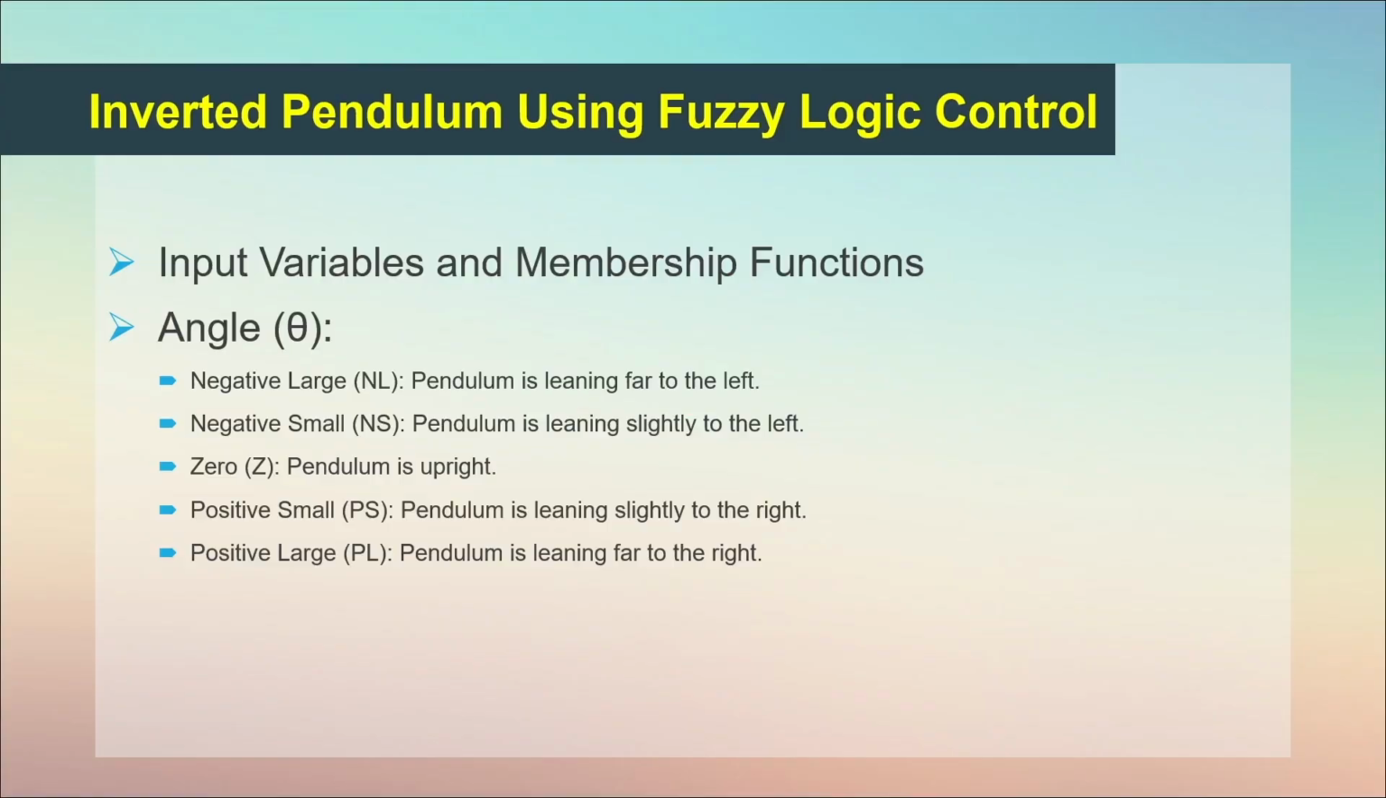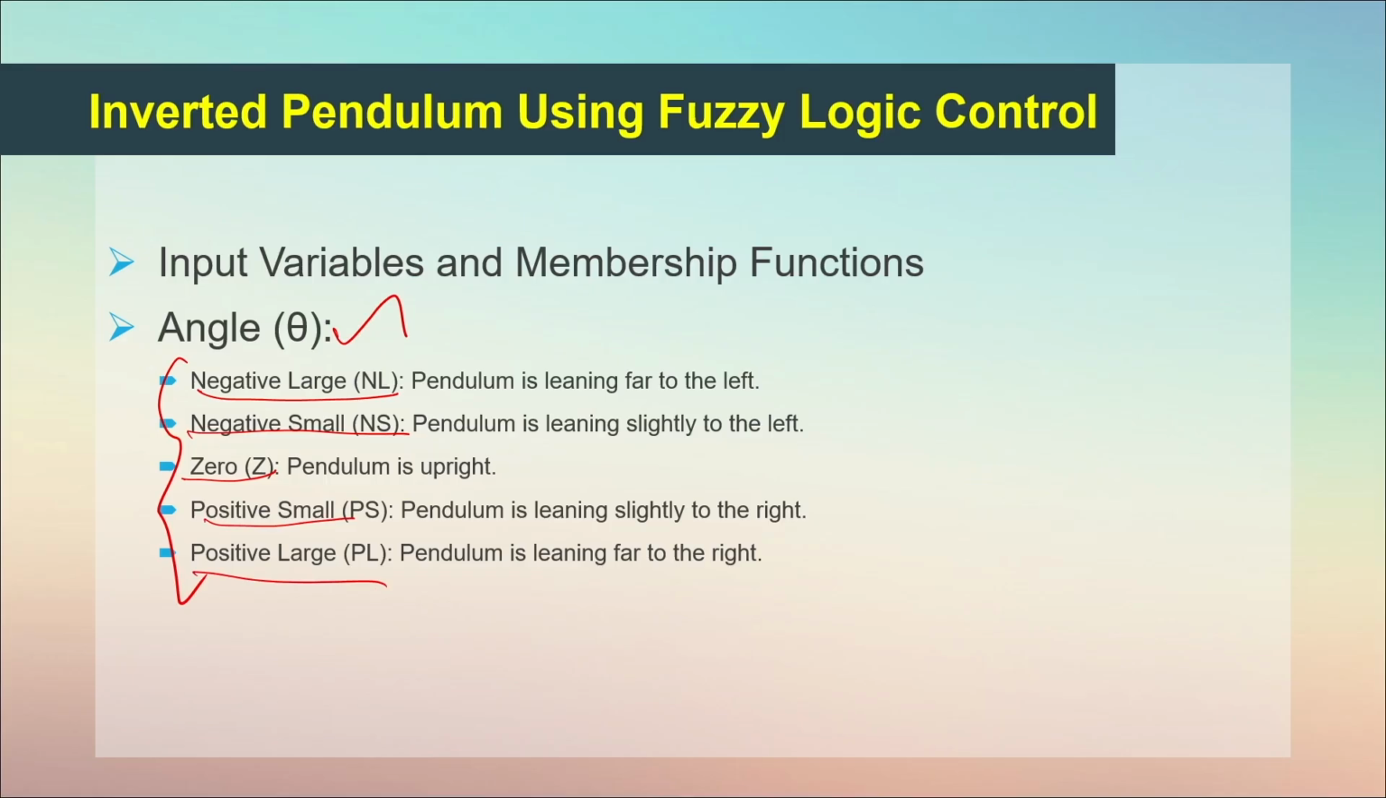So what is the first step? The first step is defining the input variables and membership functions. Let us take the first input variable, angle theta. Since it is the adjustment of the angle, we may divide these linguistic terms, say for example, into 5: negative large, negative small, 0, positive small, positive large, like that.